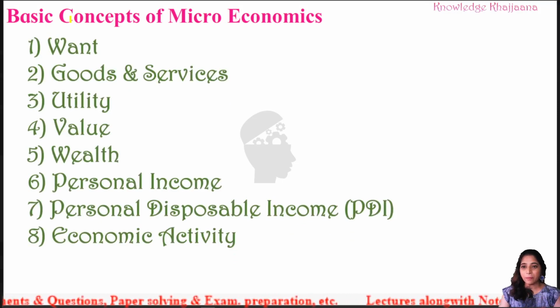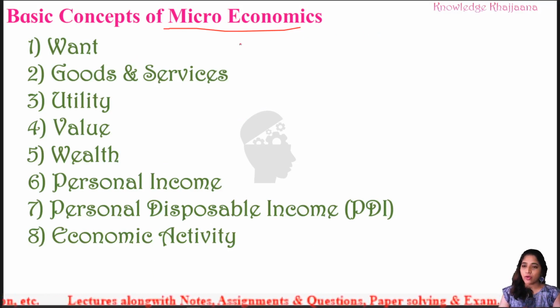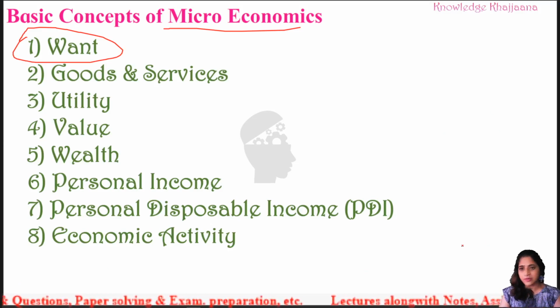With respect to the basic concepts of microeconomics, which things are we going to learn? These are the different items which we should learn when we want to learn microeconomics. Concepts means these 8 particular ideas we should understand. What are those concepts? First is want, the most important basic concept. Then goods and services, utility, value, wealth, personal income, personal disposable income, that is PDI, and economic activity. These 8 terms we should know when we want to learn microeconomics.